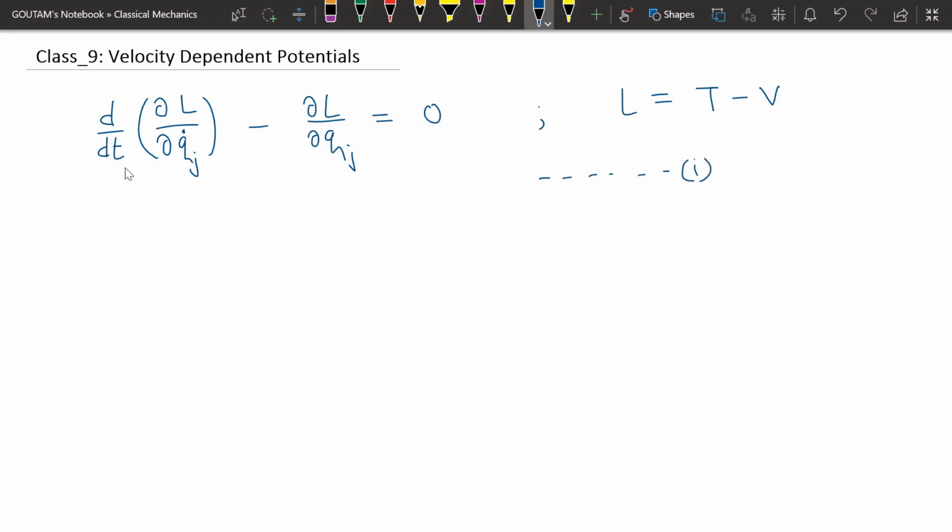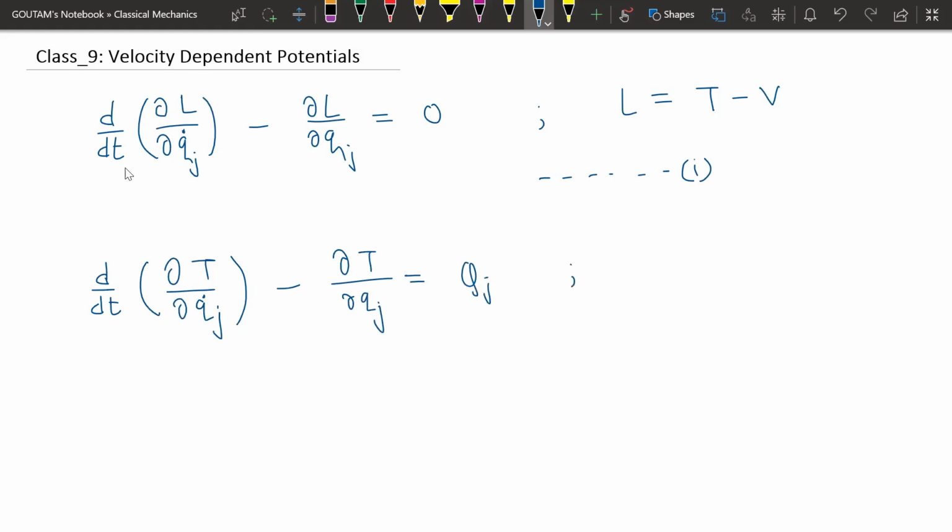While deriving this Lagrange's equation, if you remember correctly, we got an equation like d/dt of ∂T/∂q̇_j minus ∂T/∂q_j equal to Q_j, where Q_j is the generalized force. Let's call it equation 2.